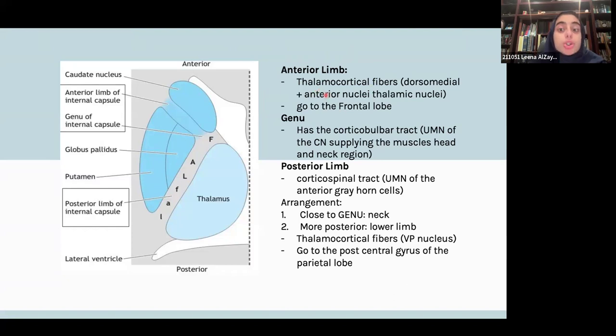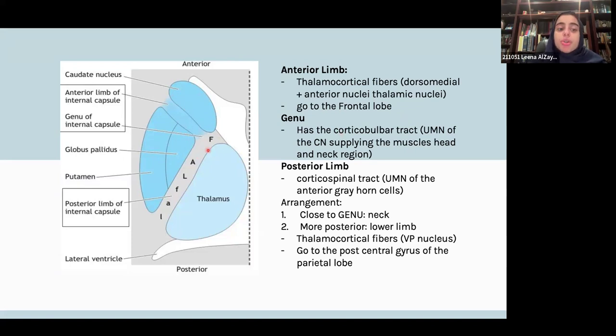They are the thalamocortical fibers, which go to the frontal lobe. So this is information from the thalamus that wants to go to the cortex, specifically the frontal lobe of the cortex. So this is the anterior limb.